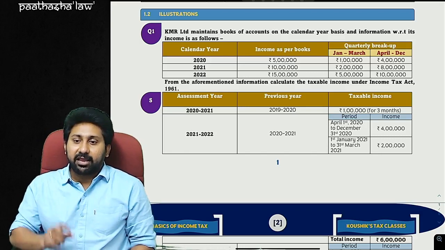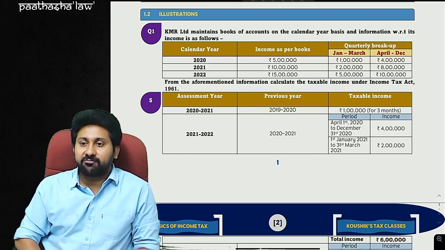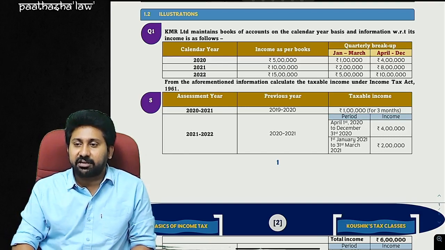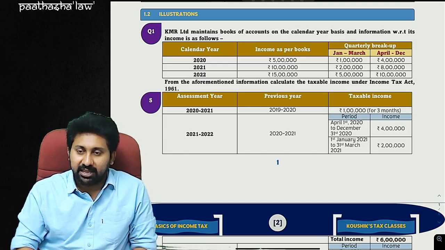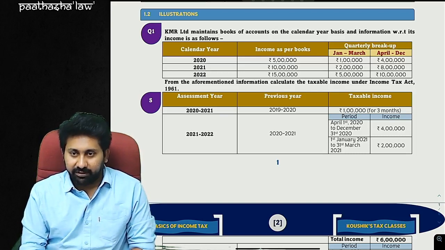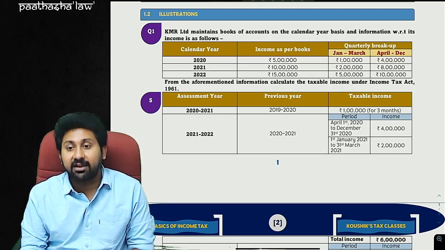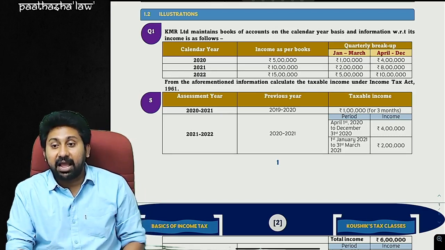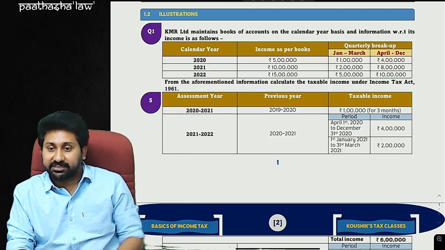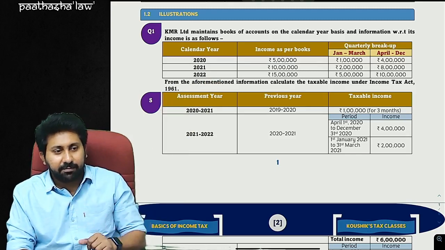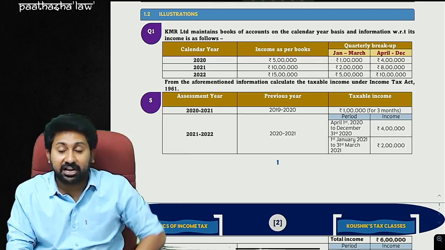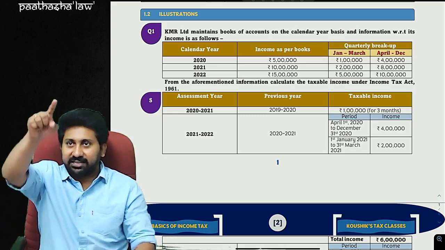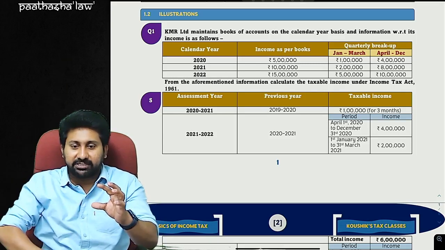Let's see. KMR Limited maintains books of accounts on a calendar year basis. You maintain, no problem. And information with respect to its income is as follows: calendar year 2020, calendar year 2021, calendar year 2022. Three calendar years I have given you, with income as per the books prepared on a calendar year basis. Sir, if you prepare the books on a calendar year basis, can we bifurcate them for financial year basis? Yes, you can. How?